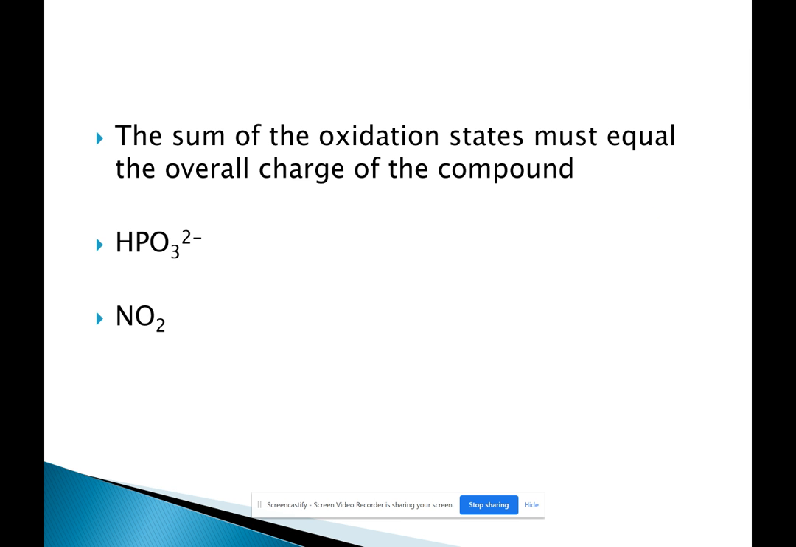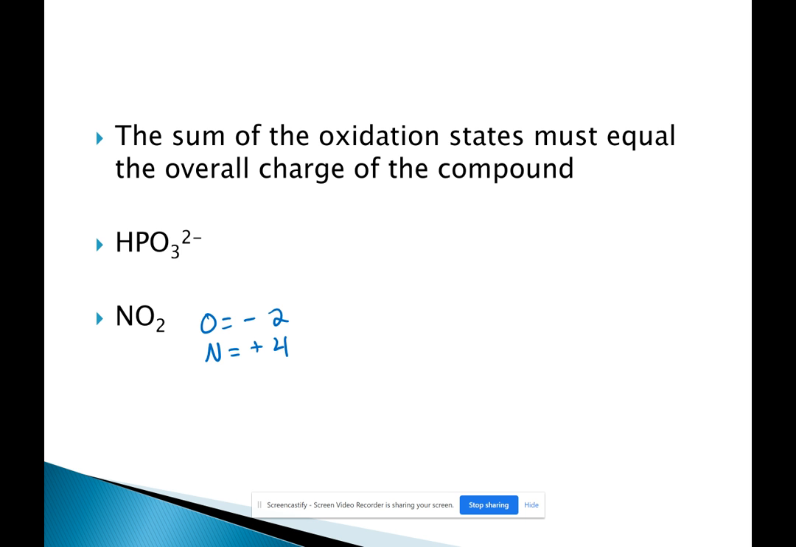Lastly, the sum of all the oxidation states must equal the overall charge of the compound. I was kind of doing that on the last slide where we had neutral compounds. So in NO2, that's neutral. Oxygen's more electronegative than nitrogen, so the oxygen is -2. There's 2 of them, so that's -4, so the nitrogen has to be +4 to get a neutral compound.